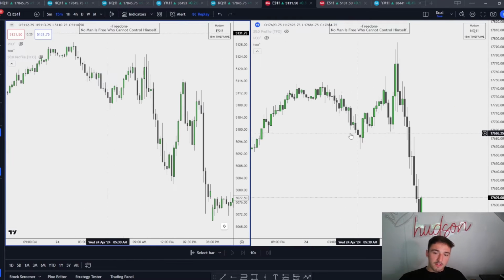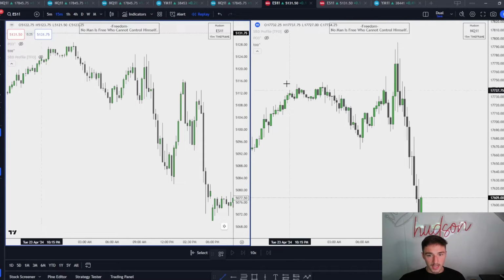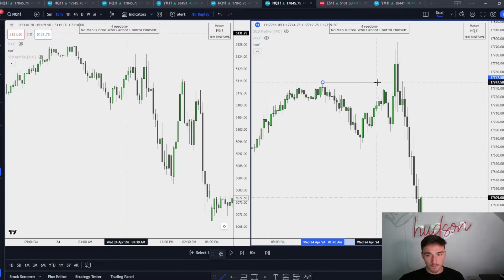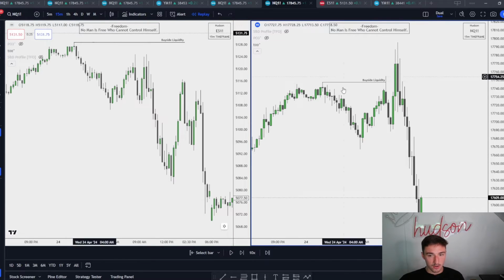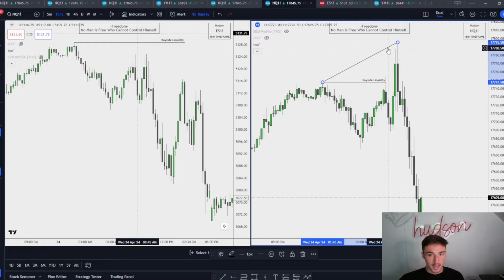Here we are on the 15-minute chart of Wednesday. If we take a look right here on NQ, we can see that we have resting buy side liquidity right here. Same thing with ES. Up here is that same exact high. So now we have resting buy side on ES, resting buy side on NQ. You can see that we actually take this buy side on the NQ.